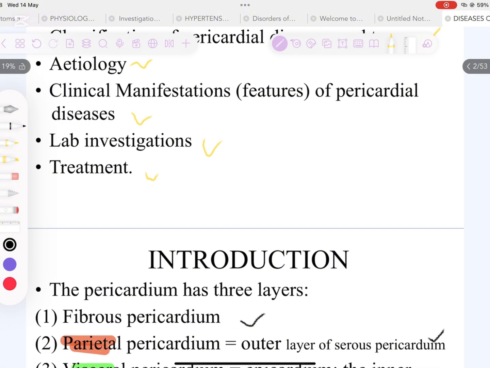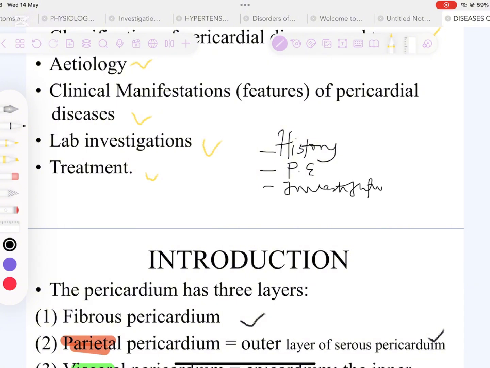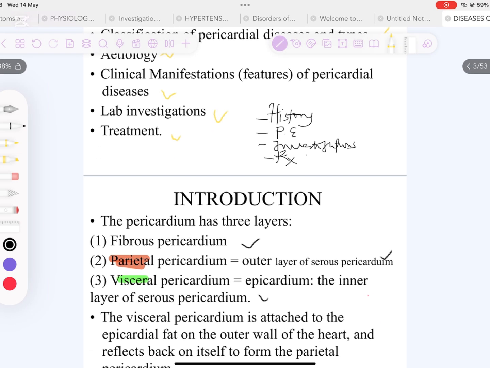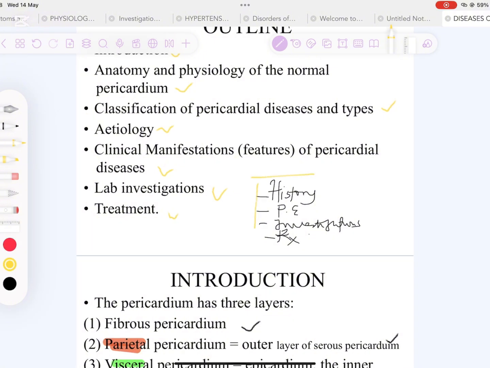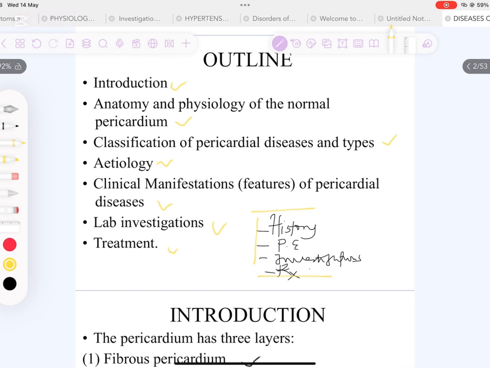Remember, in every pathological case, there is usually a more distinct outline. We have the history, the physical examination, investigations, and treatment. So if they ever tell you to write a short note on a pathology, just make sure that everything you do is under these four distinct outlines. This is the distinct outline for management of any pathology, right?